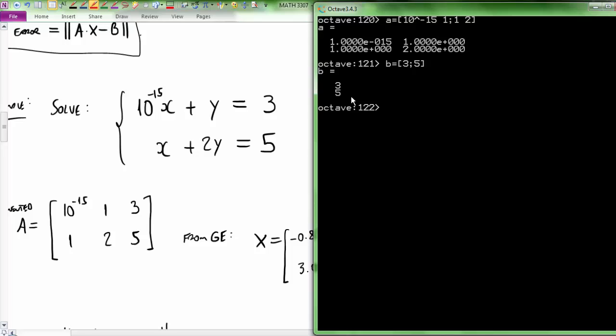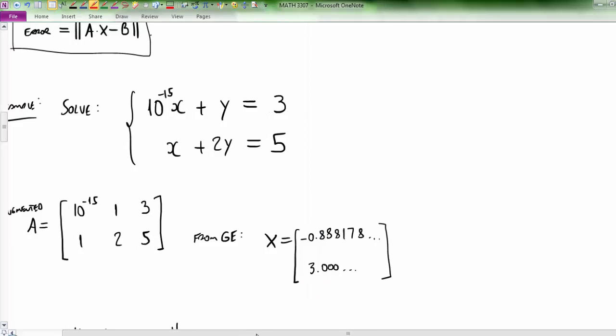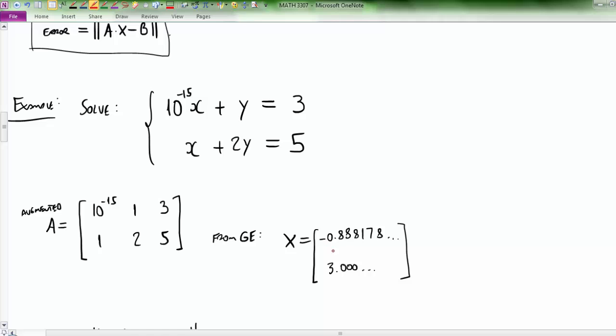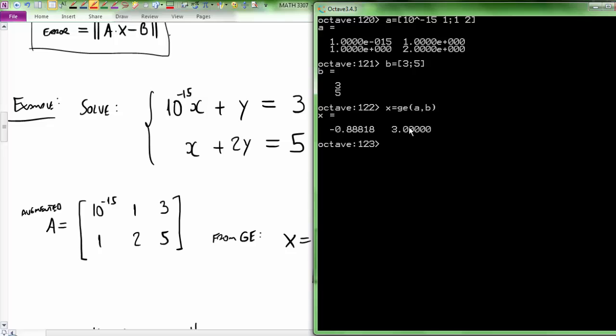Let's call GE and solve that system. And so x equals GE(A, B). Alright, we got that. That's why I have this solution here, negative 0.888 and 3. Well, now, is this a solution of the equation? How do we know? How do we compute the error, or how close this is to the true solution?